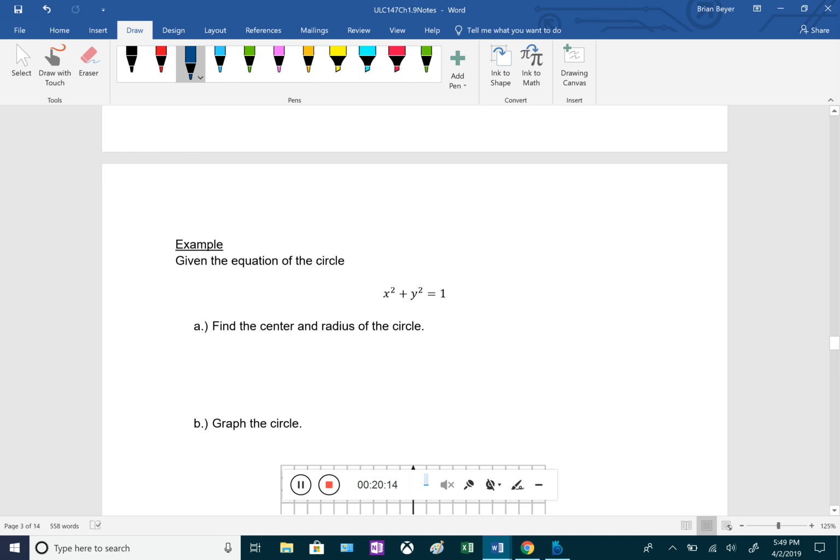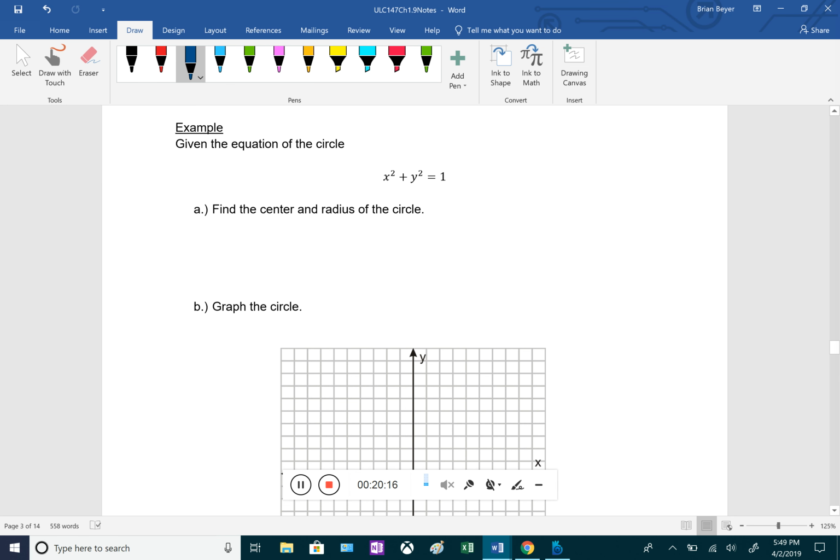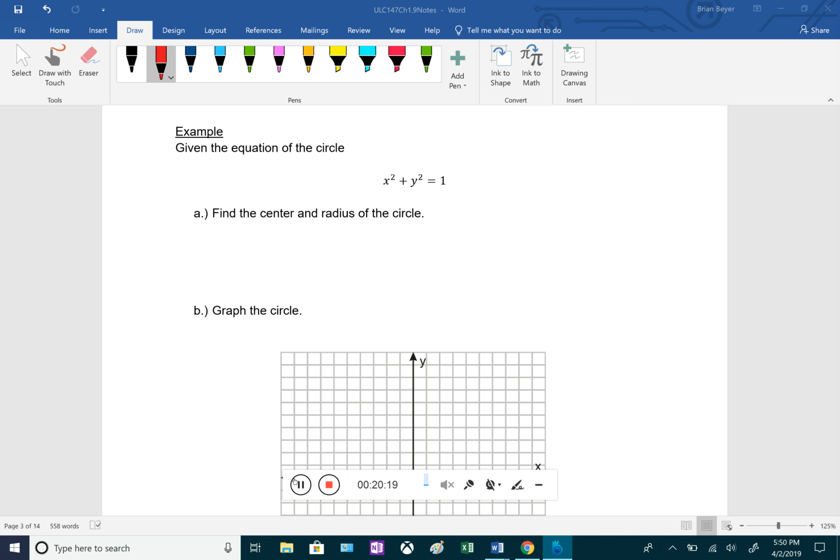Okay, so one more example from these ones. So we have x squared plus y squared equals 1 for the equation of a circle. So first one, we want to identify the center and the radius of the circle. So once again, this is in standard form. So nothing is written next to the x or to the y, nothing is being added or subtracted. So that means the center is going to be at the coordinate 0, 0. And the radius here is going to be the square root of 1, so it's just going to be 1.